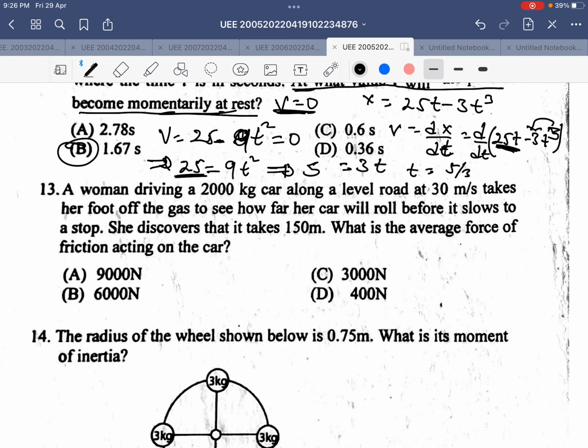Question number 13. A woman driving a 2000 kilogram car along a level road at 30 meters per second takes her foot off. To see how far her car will roll before it slows to a stop. ለመቆም ምን ያህል እንደሚፈጅ ለማየት ነው የሞከረችው። ስለዚህ ቪ ፋይናል ስንት ነው? ቪ ፋይናል 0 ነው። She discovers that it takes 150 meters. Distance is equal to 150 meters. What is the average force of friction acting on the car?